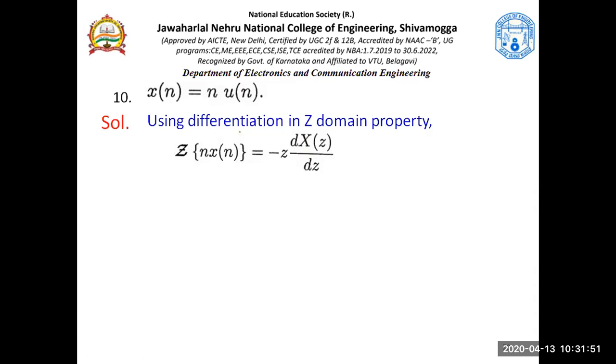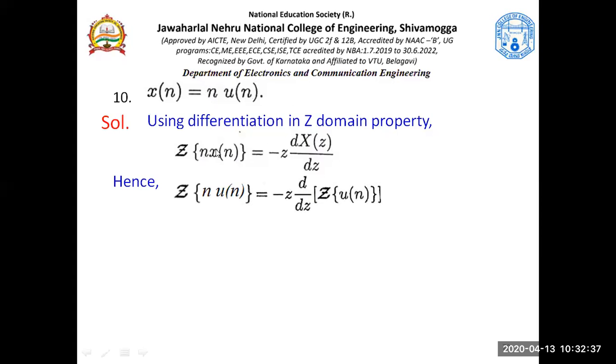If you have u of n plus 1 or n plus n naught, it is time shift. If you have u of minus n, it is time reversal. If you have n u of n, it is differentiation in z domain. So any signal, if it is multiplied by n, then you need to use this property, remember. The very first thing that you need to understand is what is x of z. X of z is z transform of x of n, mind you. So in this place, you need to have the z transform of u of n. So how to represent that is like this.